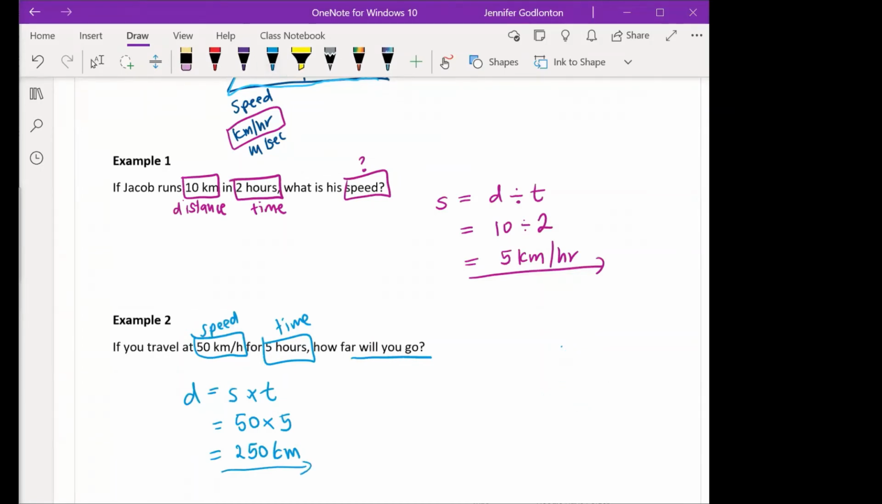So the most important thing with speed, distance, and time, sorry, my triangles are getting worse and worse as this lesson goes on, is that we just need to remember our triangle: distance, speed, time. We need to remember that that's multiplying, and this line here is dividing.